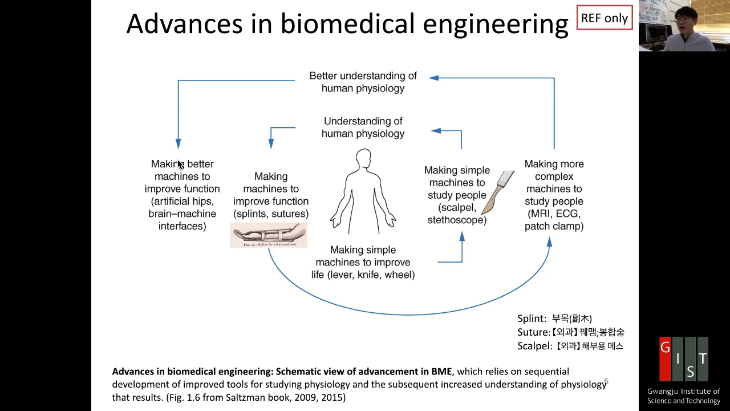So better machines to improve our function. For example, now we have artificial hips or joints, and we are even talking about brain and machine interfaces. So this shows the advancement in biomedical engineering and the sequential development of improved tools to study physiology, and the subsequent increase in understanding of physiology that results in a dramatic increase in our human life expectancy and quality of our lives.